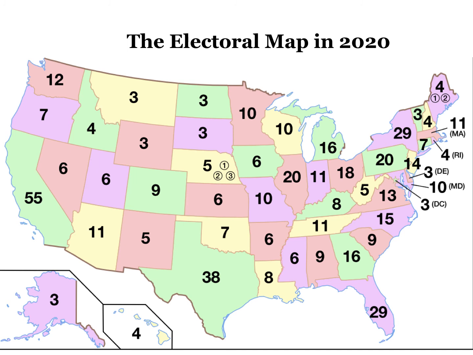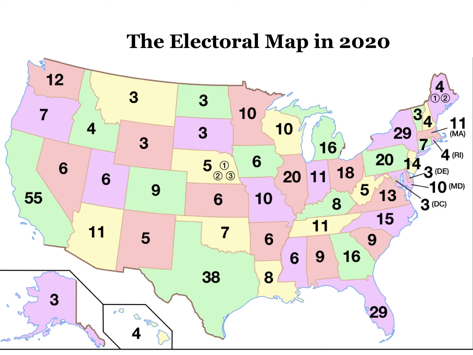So again, you add all of these numbers and you get 538 if you're adding Washington, D.C. And then you divide it by 2, 269 plus 1 to give you one more than half. Will give you the 270.